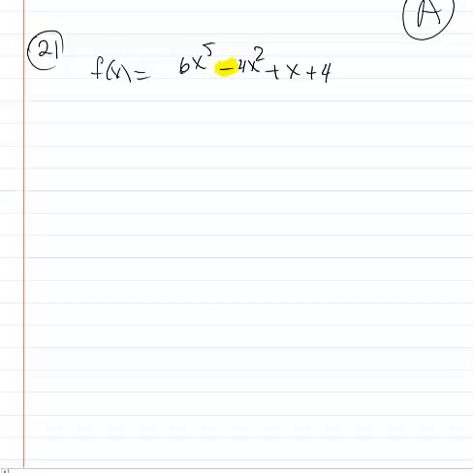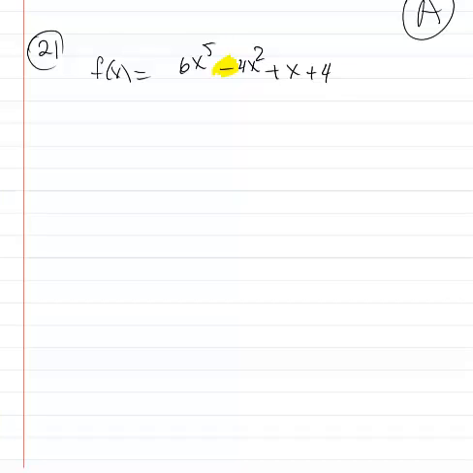Alright, now number 21. Descartes' rule of signs appears over here. I'm not emphasizing it, so I'll just quickly go over it. I'm just going to look at the sign variations. So we've got f of x equals 6x to the fifth minus 4x squared plus x plus 4. How many sign variations do you have?